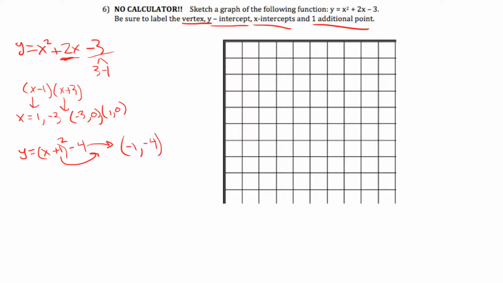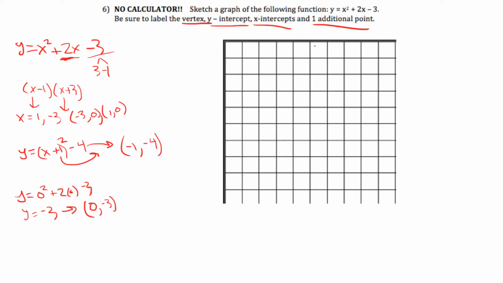To find the y-intercept, all you got to do is set x equal to 0. So I'm going to get y equals 0 squared plus 2 times 0 minus 3, which is just going to be y equals negative 3, because both of those terms are going to cancel out. And that gives me the point 0 comma negative 3. So I've got 4 points identified. I'm going to stop for a second and draw this in real quick.